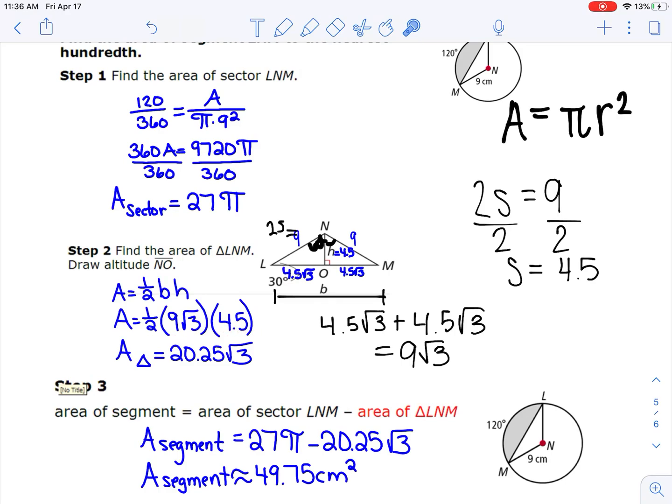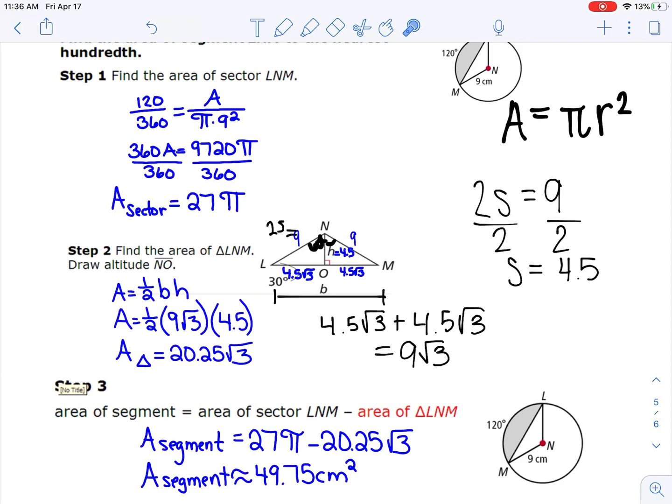So we have 1/2 times 9 root 3 times 4.5. You can go ahead and type all of that into your calculator. If you want to leave the square root of 3 to the side, you can do that and just multiply 1/2 times 9 times 4.5, and that gives us the area of our triangle, which is 20.25 times root 3.